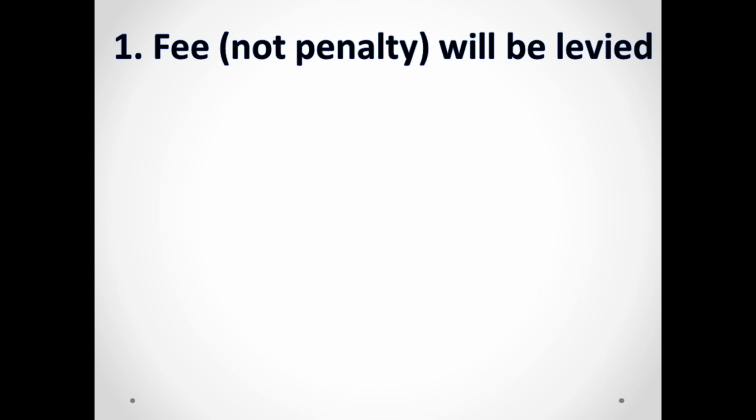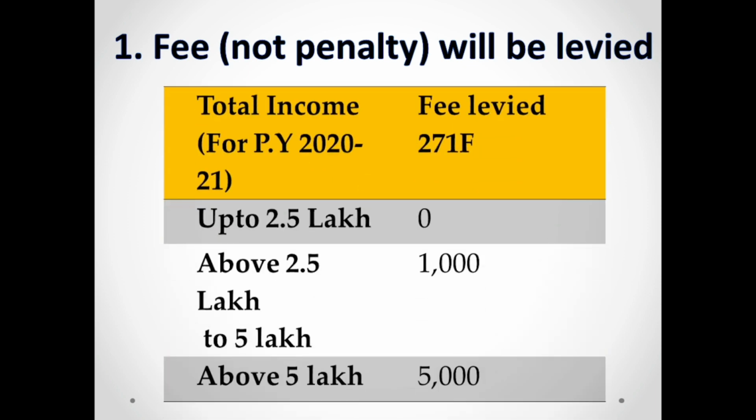First thing, a fee will be levied by the income tax department. Now this fee is not a penalty, guys, it's just a late fee because you are not filing the return of income. How is the fee levied? If the total income, let's say for previous year 2020-21, is up to 2.5 lakh, there is zero fee levied. But if it's above 2.5 lakh to 5 lakh, 1000 rupees will be levied. But if it's above 5 lakh, 5000 rupees will be levied. This cannot be bargained, this cannot be undone. So it has to be paid because while you're filing the return of income, this fee will automatically come if you're filing the return of income late. So this was the first consequence.